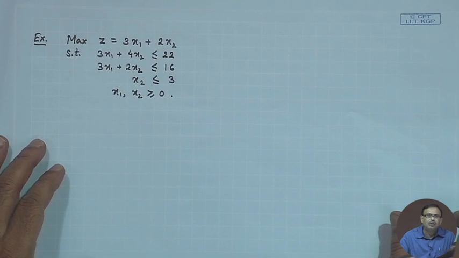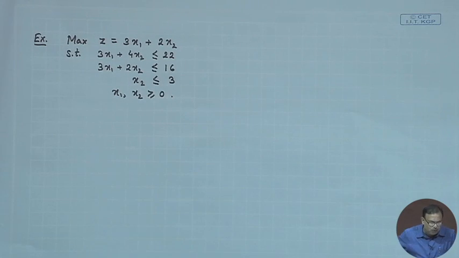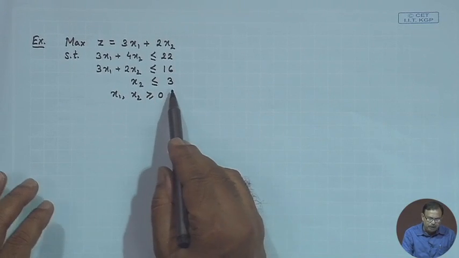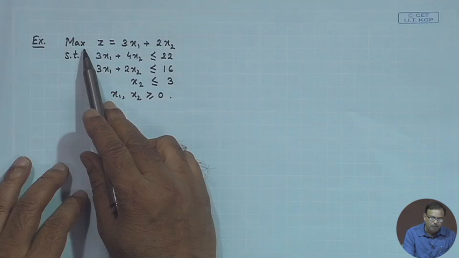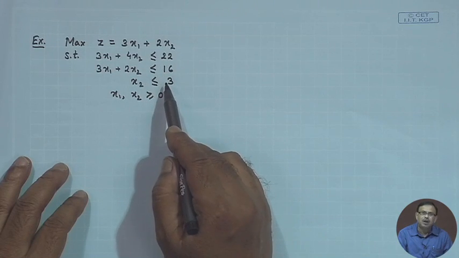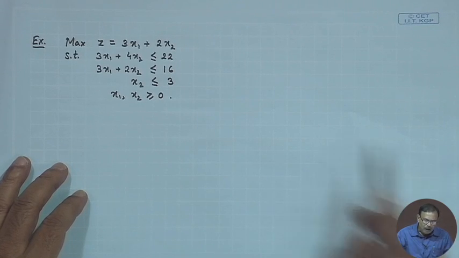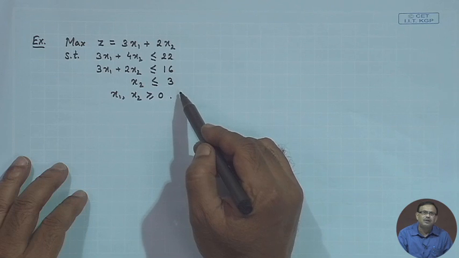Maximize z equals 3x1 plus 2x2 subject to 3x1 plus 4x2 less than or equal to 22, 3x1 plus 2x2 less than or equal to 16, and x2 less than or equal to 3. If you note, the problem is already a maximization type and all the inequalities are less than or equal to type. That means this particular problem is in canonical form.